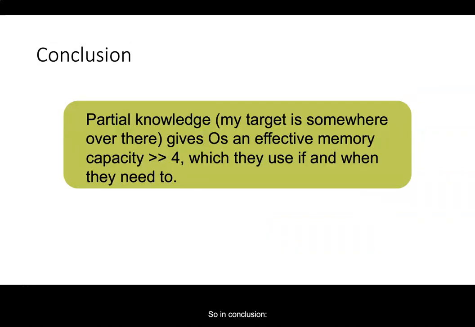So in conclusion, partial knowledge that my target is somewhere over there gives observers an effective memory capacity of greater than 4, which they use if and when they need to.